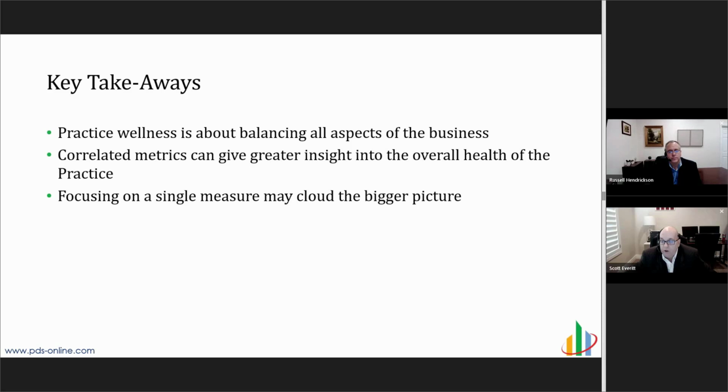We want to make sure that we're looking at correlations and maybe how an increase in one can cause a decrease in another, how we look at productivity and make sure that it's not causing a problem with patient satisfaction by trying to just get these patients in and out and in and out and in and out if they don't feel that they're getting the care that they need. And again, focusing on just one single measure at a time may just put a cloud on the bigger picture of everything that you're trying to see.